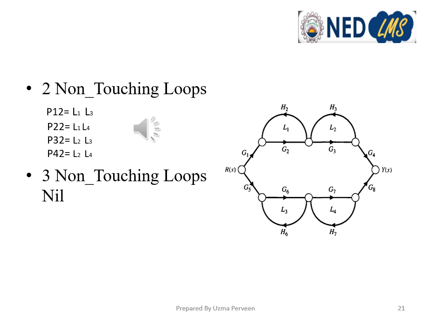Here P12 is the first combination of two non-touching loops, the 2 being for two non-touching loops. This is the second combination, the third combination, and the fourth combination. So we have four combinations. No combination of three non-touching loops is available here, because if we consider any three loops, there is at least one common node. So there is no combination of three non-touching loops here.